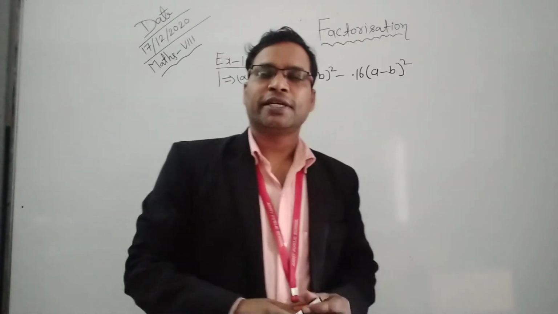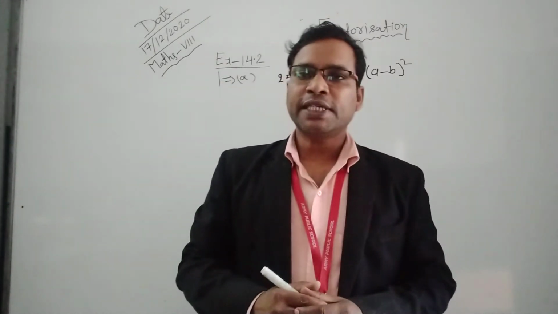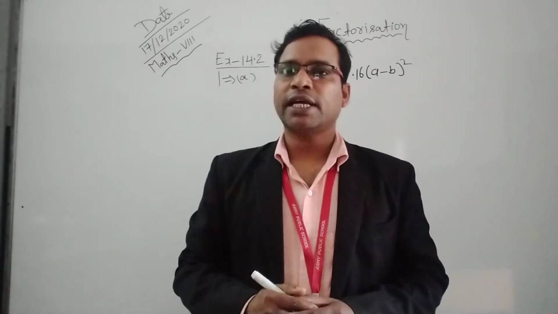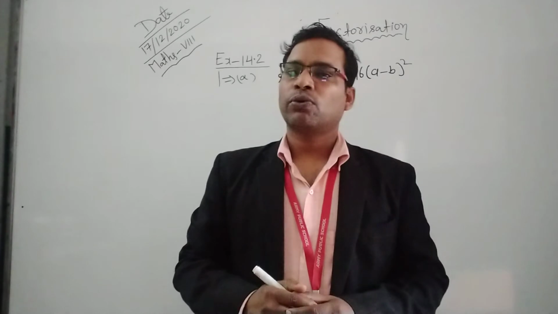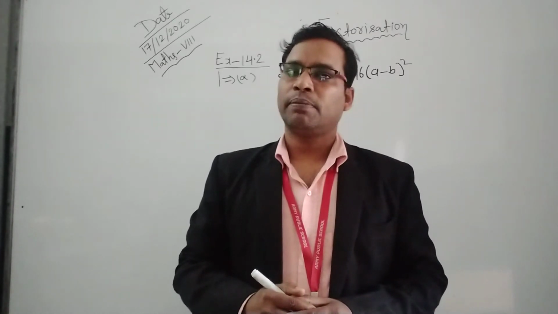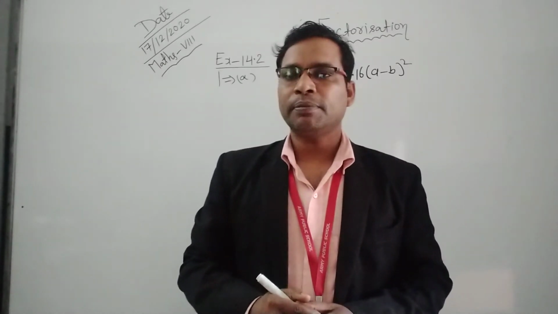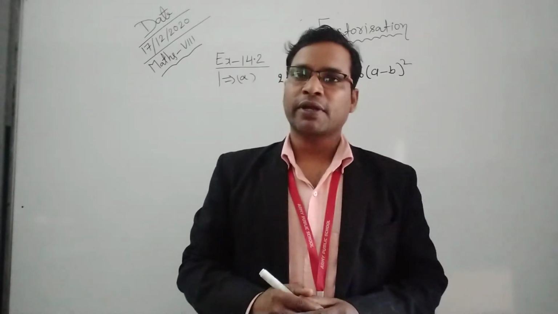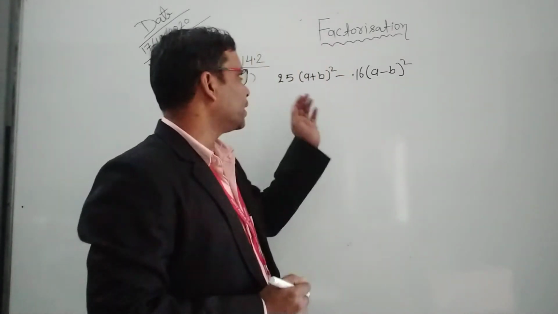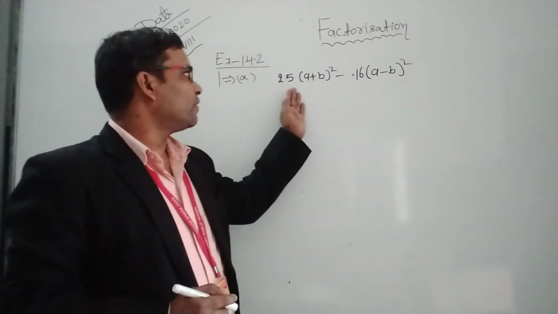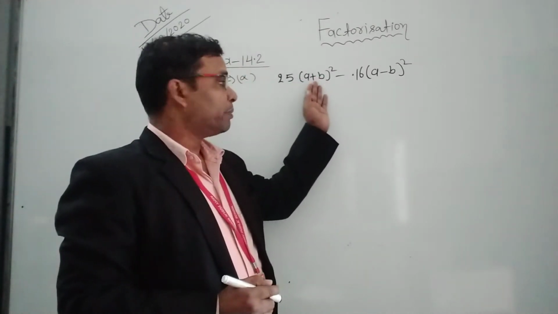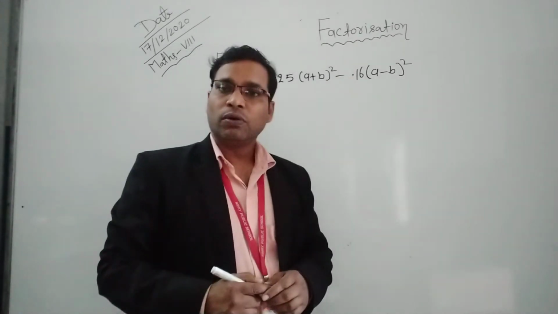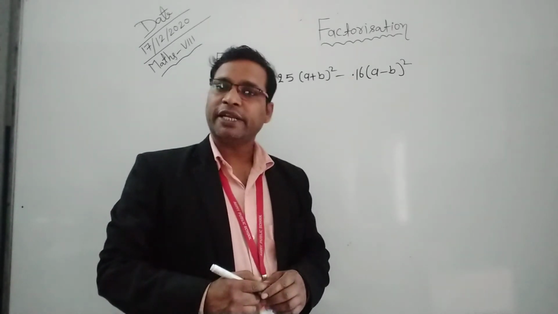Good morning, student. Today we are going to discuss chapter 14 factorization, exercise 14.2, question number 1, part A. Question number 1 is: find the factorization of the given expression. Okay, so the first part of question number 1, you can see here, 25 whole square of a plus b minus 16 whole square of a minus b.